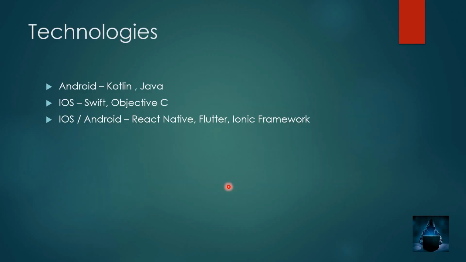So here mobile application development technologies include, for Android, you have to go with either Kotlin or Java, and if you want to develop applications only for iOS, we need to go with Swift, or else you need to know about Objective-C. Same way, if I want to learn one thing and use it for multiple platforms like iOS as well as Android, in that case I'll prefer either React Native, or Flutter, or the Ionic framework, right?